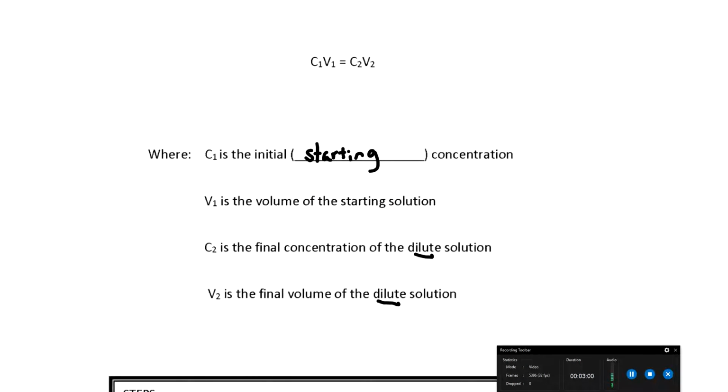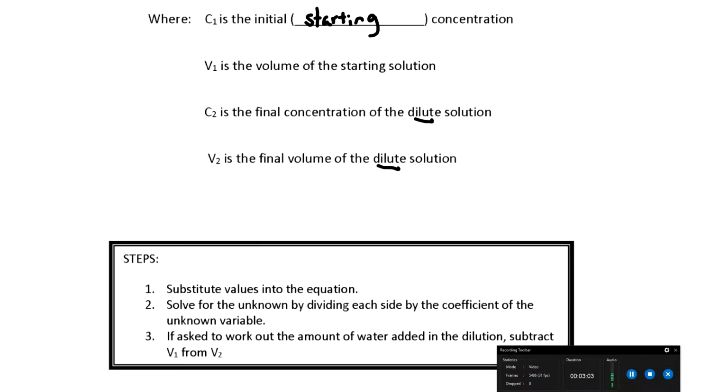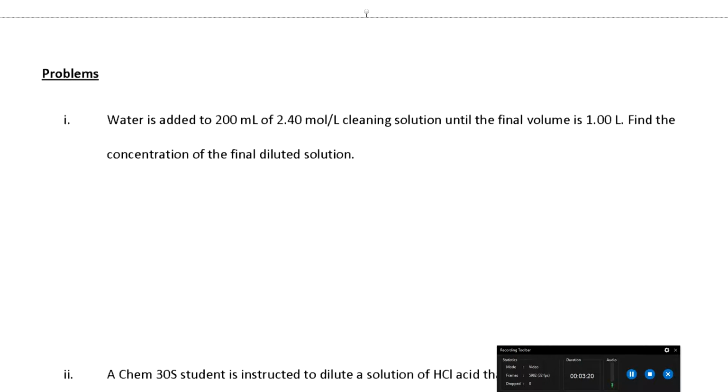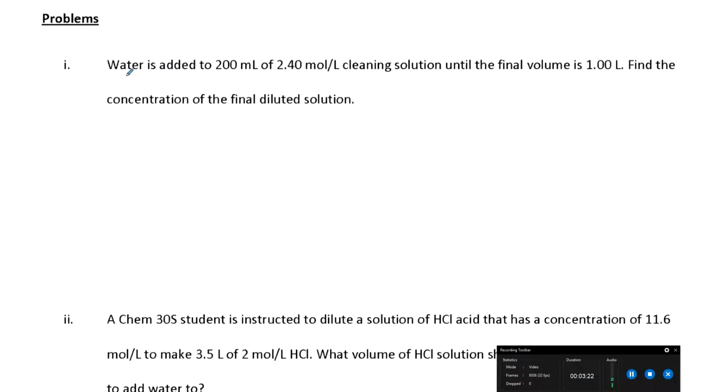Let's try some problems so you can see how this all works. The steps are written here, but it's easier to understand the steps by actually doing it. Basically, you'll get 3 of the 4 variables and you're going to solve for the 4th. The first problem: water is added to 200 milliliters of 2.4 moles per liter cleaning solution until the final volume is 1 liter. Find the concentration of the final diluted solution.